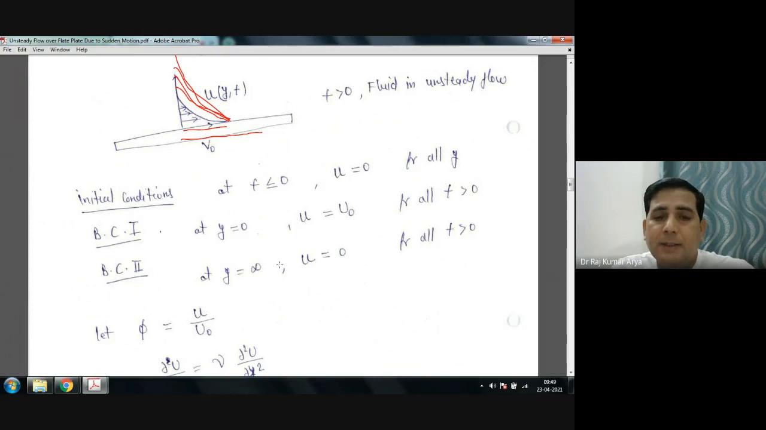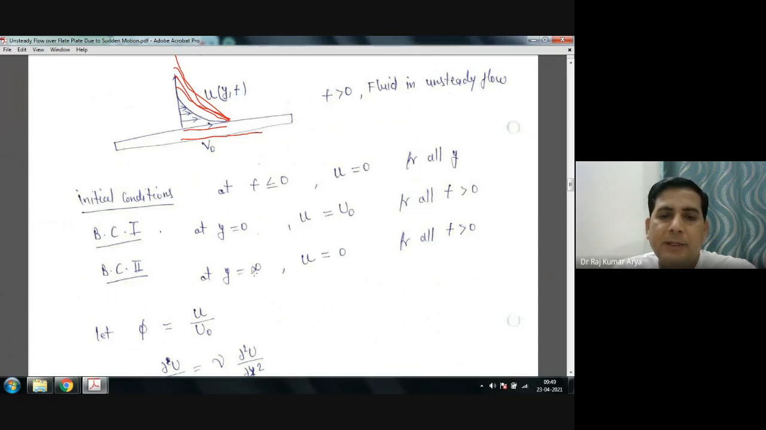So in that case, your velocity of the fluid at infinite thickness would be zero, because no momentum can percolate through the infinite thickness of the fluid, right? So these are the two conditions, at the plate and at infinity.